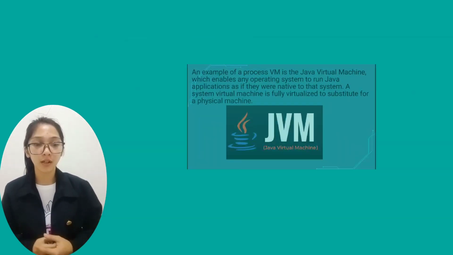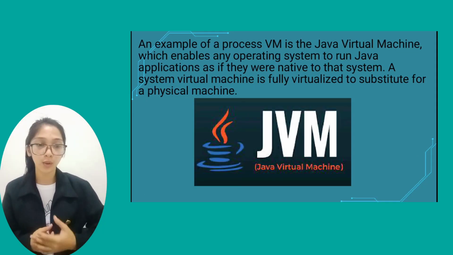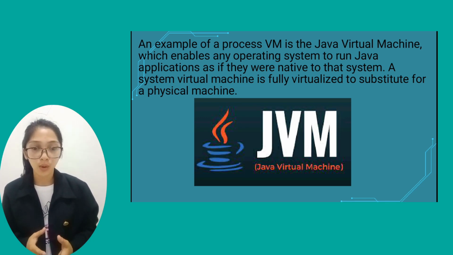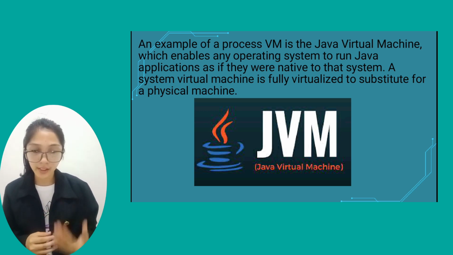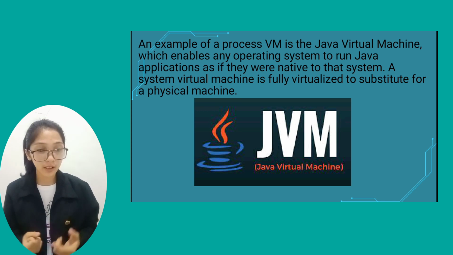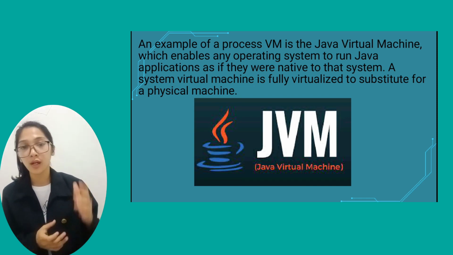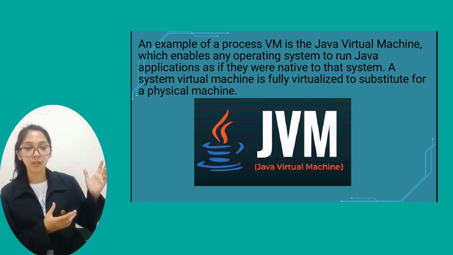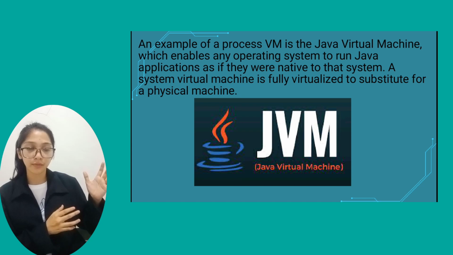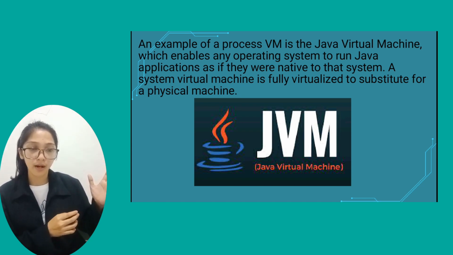An example of a process VM, or virtual machine, is the Java Virtual Machine, which enables any operating system to run Java applications as if they were native to the system. A system virtual machine is fully virtualized to substitute for a physical machine. So we can see in the pictures the Java virtual machine.